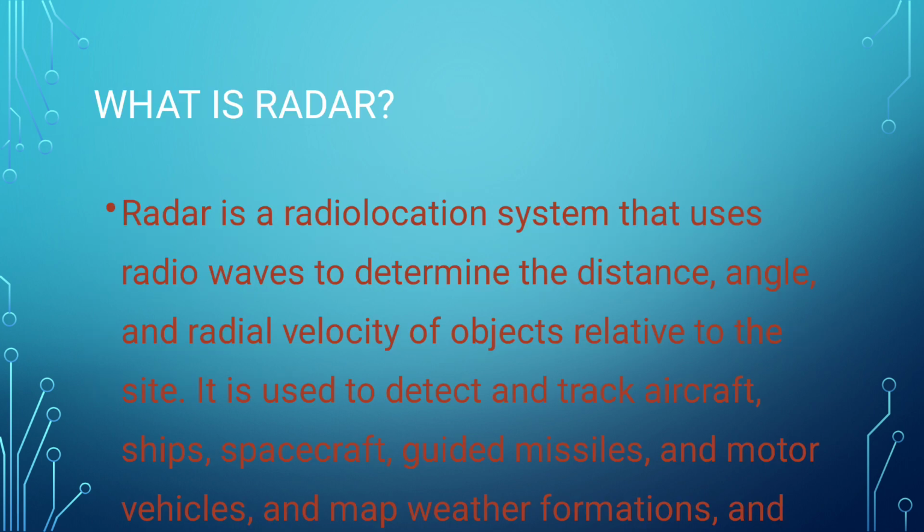What is radar? Radar is a radio location system that uses radio waves to determine the distance, angle, and radial velocity of objects relative to the site. It is used to detect tanks, aircraft, ships, spacecraft, guided missiles, and motor vehicles, and to map weather information.